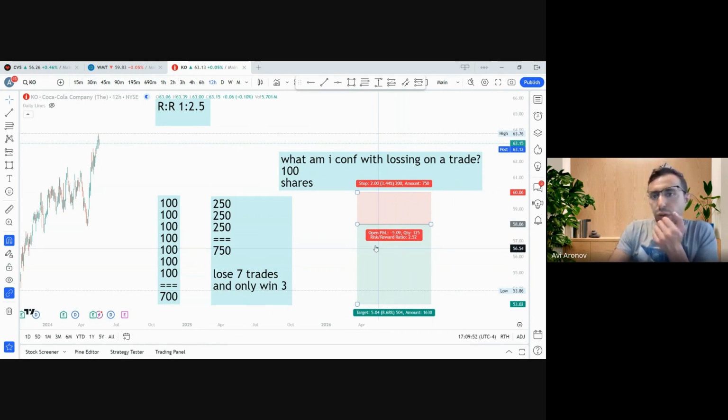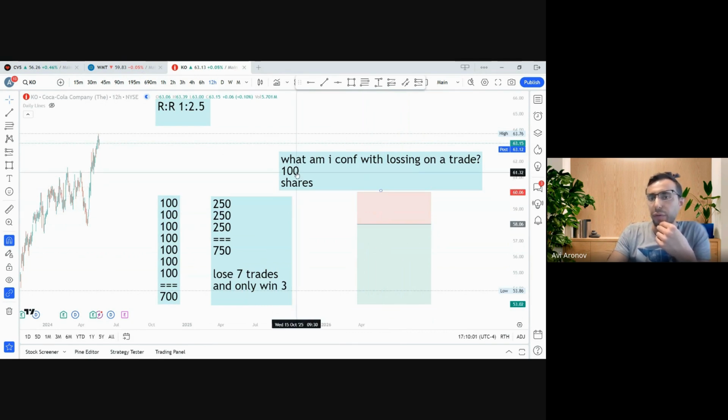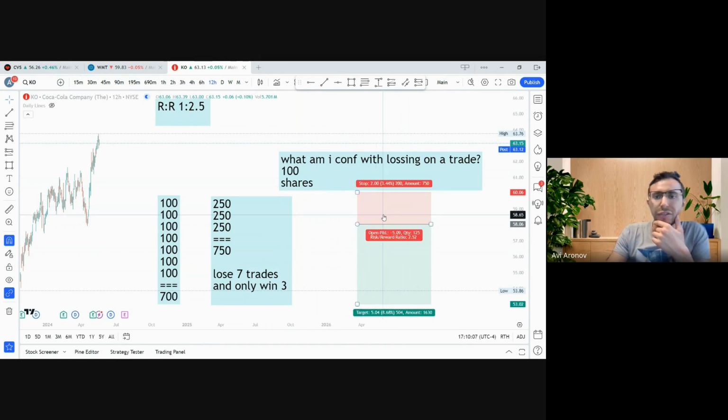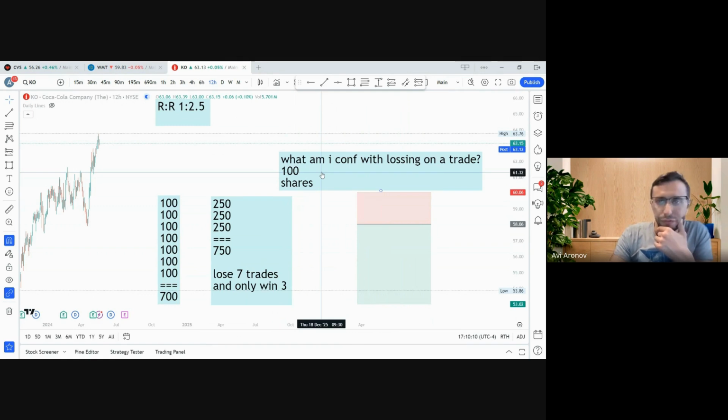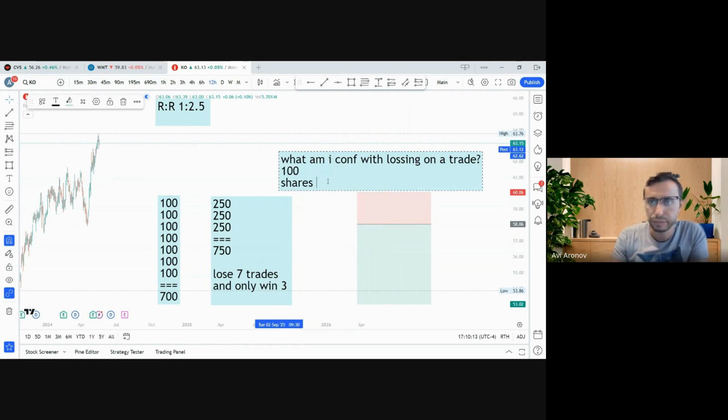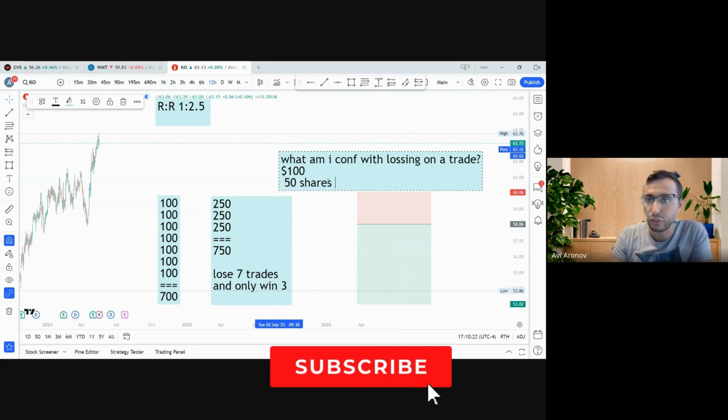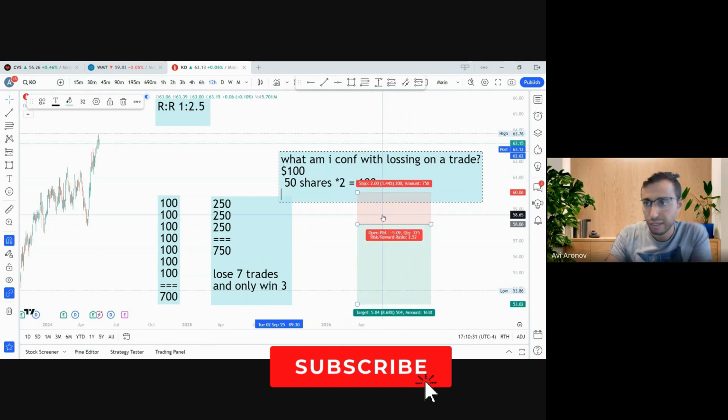So what you can understand right here is that if this is your entry and it's only that one entry, and you are comfortable with losing $100 to prove yourself wrong, then you can trade only up to 50 shares. Why? Because 50 times 2 will be equal to $100. So this is a $2 move. That's your stop loss.